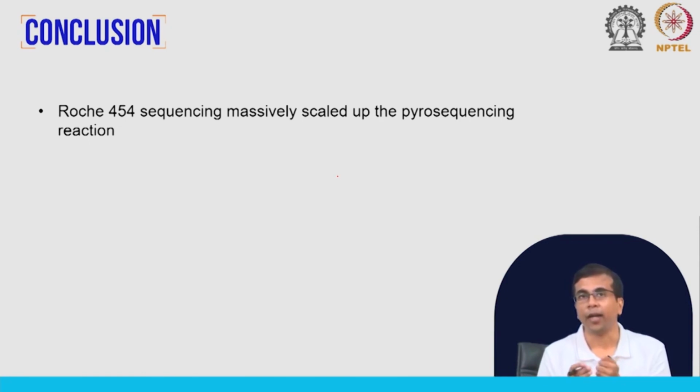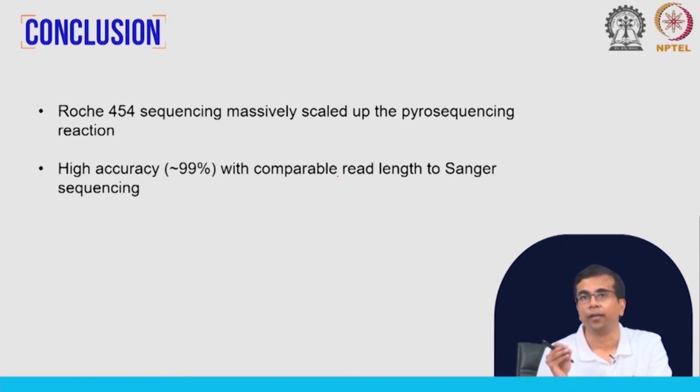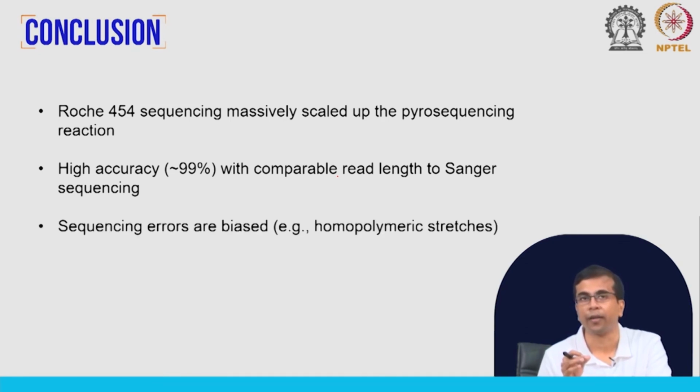We have talked about how these base calls depend on the number of base additions. The signal should scale linearly with the number of bases that are added. This method is highly accurate, about 99%, with read length comparable to Sanger sequencing. Sanger sequencing gave about 900 base pair to 1 kb read length, while this method gave about 500 to 600 base pair at most.